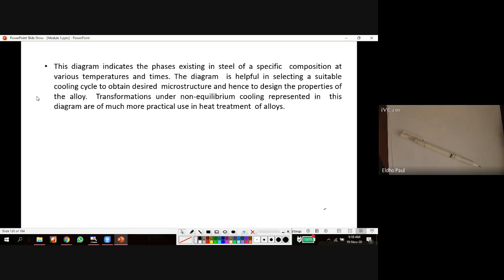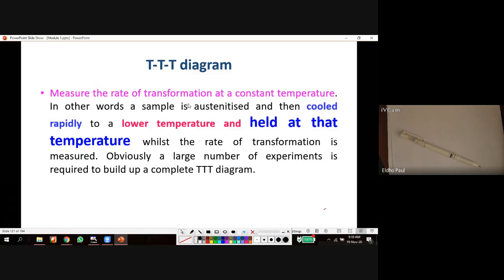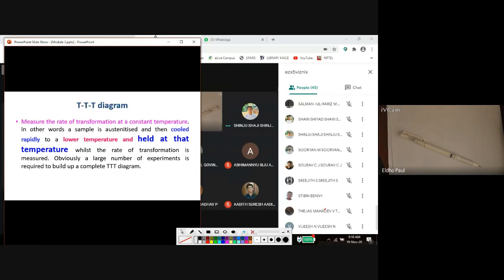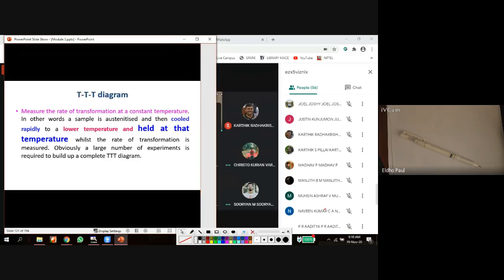When I change the cooling from a very slow rate to another rate of cooling, the equilibrium condition is not maintained. Such cooling, or heat treatment, is called non-equilibrium cooling, or non-equilibrium transformation. So the TTT diagram is for non-equilibrium cooling. Now, how is this TTT diagram constructed?